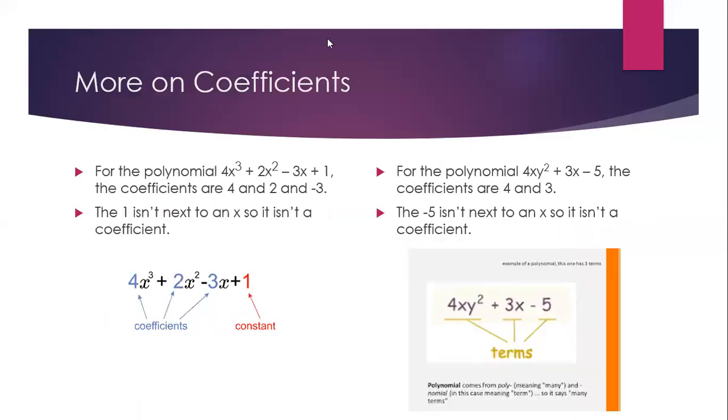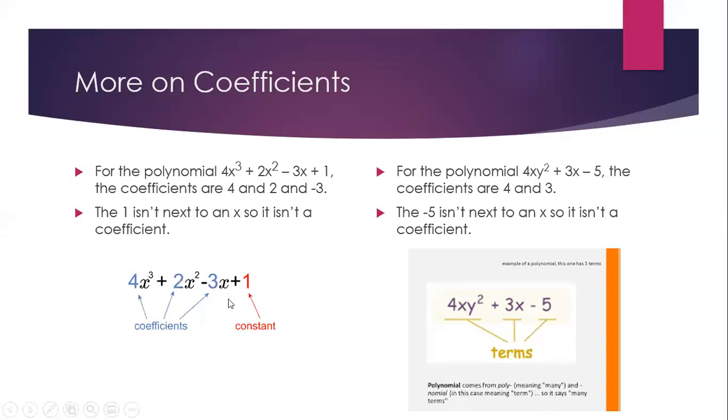So let's keep talking about these. All right. Coefficient. Let's talk some more about coefficients. So let's say I have a polynomial: 4x to the 3 plus 2x to the 2 minus 3x plus 1. So I have 4 terms in my polynomial. 1, 2, 3, 4. And the coefficients, the numbers that go right before the letters, are 4, 2, or in this case a plus 2, and 3, which is a minus 3. And we also have this 1 over here.